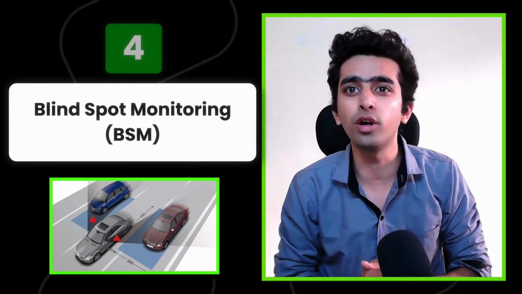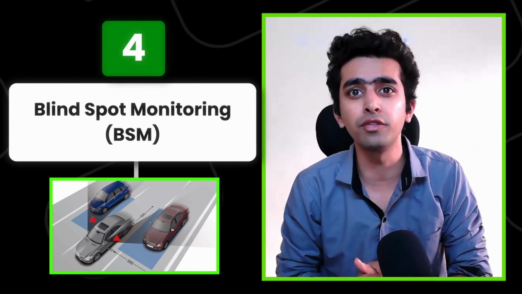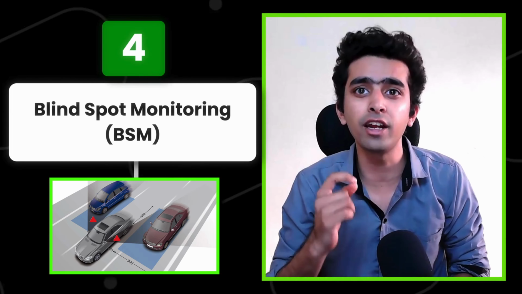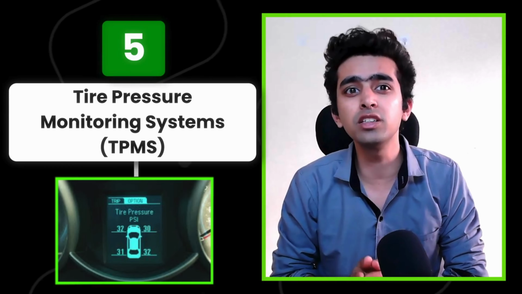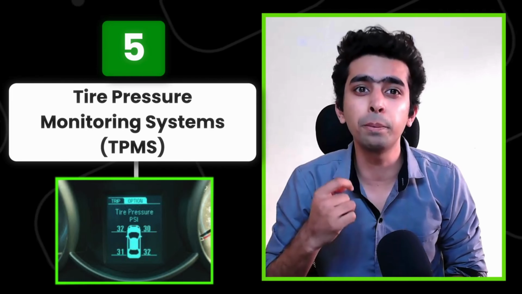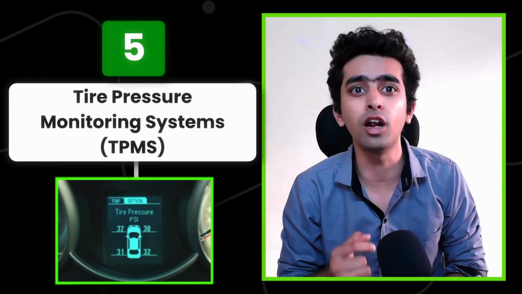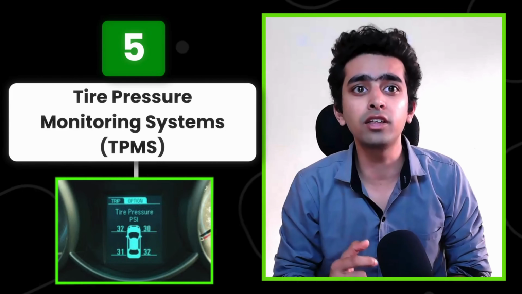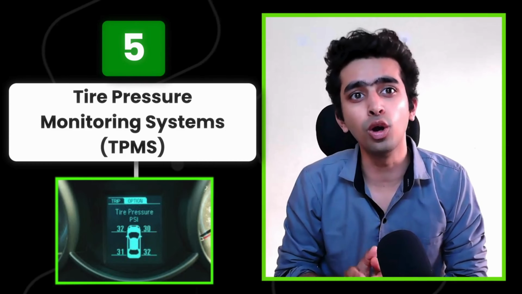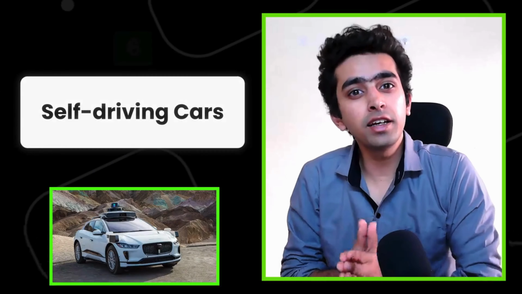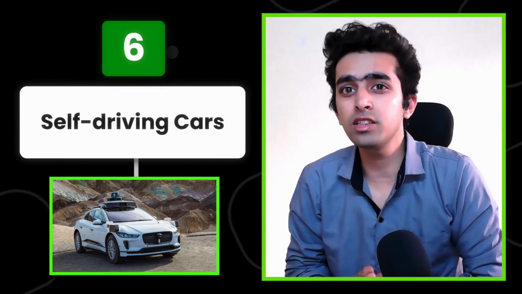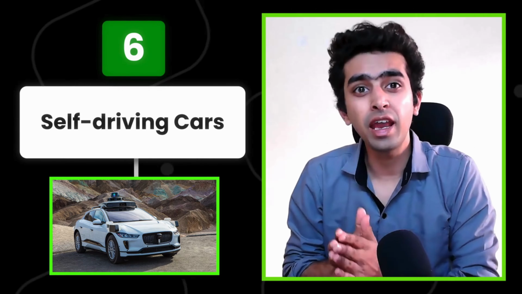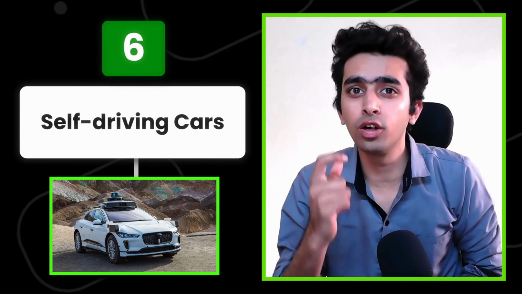Then the blind spot monitoring systems, which alert the driver when there is a vehicle in a blind spot during lane changes. Tire pressure monitoring systems monitor the pressure and alert the driver about potential issues like underinflation or overinflation. Next, self-driving cars are also a technology that allows cars to navigate safely and autonomously, and it comes under the active domain of the vehicles.